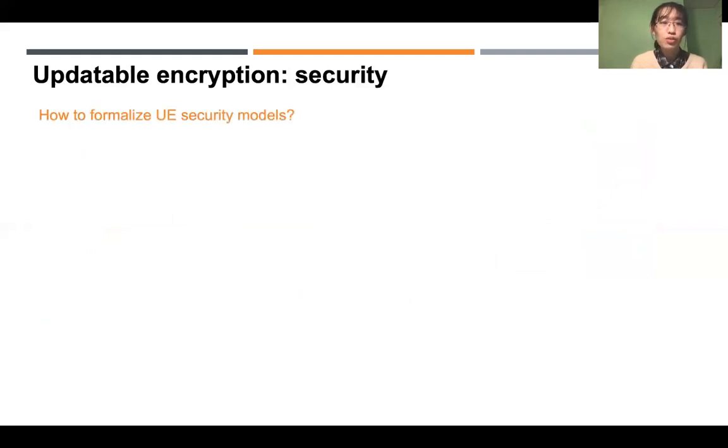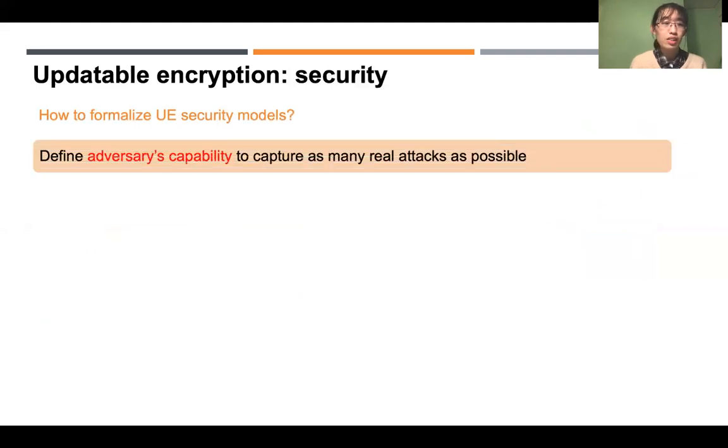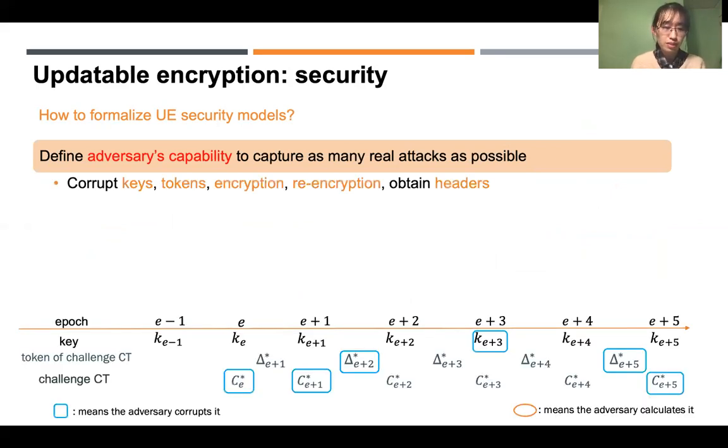Now, we want to know how to formalize the UE's security. Compared with standard encryption, the big difference is that the UE adversary has more capability. There is more than one secret key. Let's see the detail in the diagram. Here, the epoch denotes a time period. For different epochs, the key is different. And the blue boxed values are corrupted by the adversary. So the adversary can corrupt the key, the token, the ciphertext, and the updated ciphertext for different epochs.